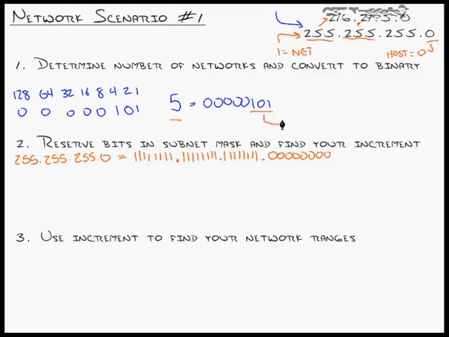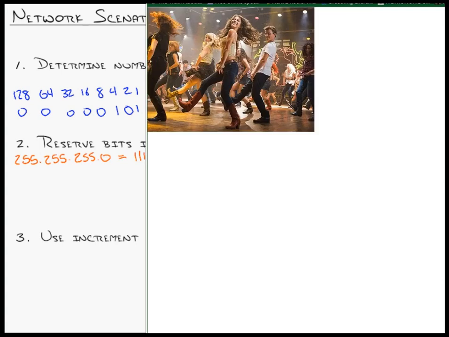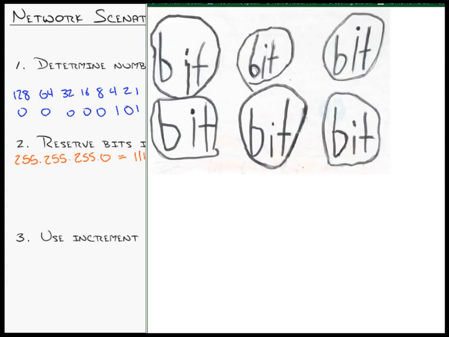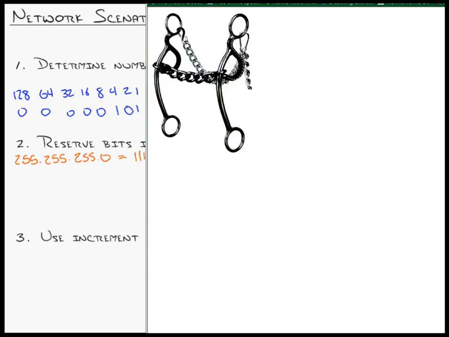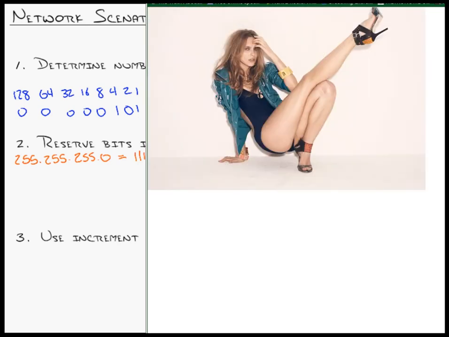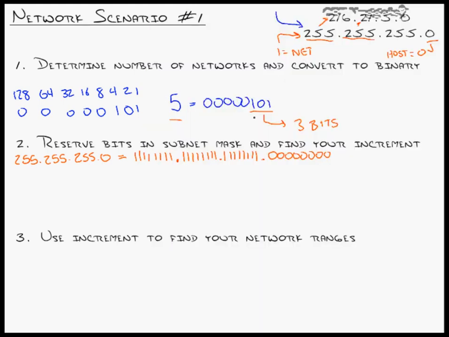How many bits does it take to get to the number 5? Well, you can see here it takes 3 bits. We are speaking in terms of binary, so we want to know literally how many bits. We're not adding 4 plus 2 plus 1. We are looking at the number of bits. So it takes 3 bits to get to the number 5.